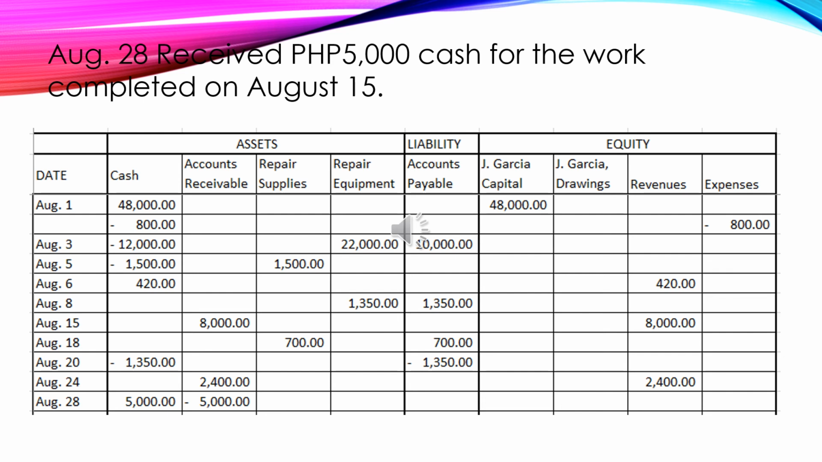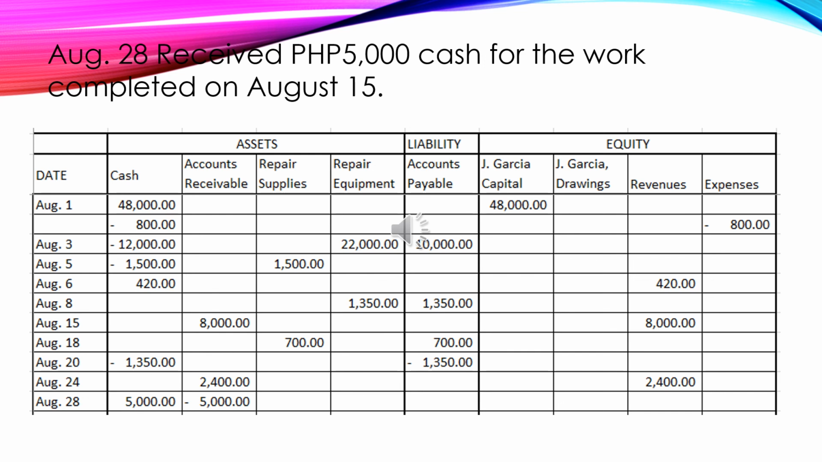Okay, for August 28, received 5,000 cash for the work completed on August 15. So, balikan natin yung August 15. Sa August 15, meron tayo dyan ng accounts receivable na 8,000 and then may corresponding increase yan sa revenue na 8,000. So, pagdating ng August 28, may na-receive na daw na bayad doon na 5,000 sa services rendered on August 15. So, take note, pag may na-receive na cash, wala na yung dagdag sa revenue.